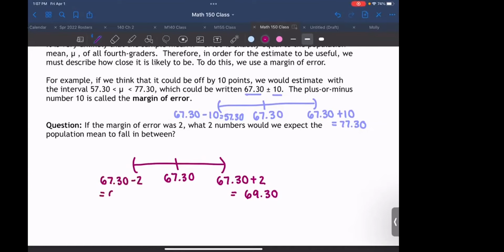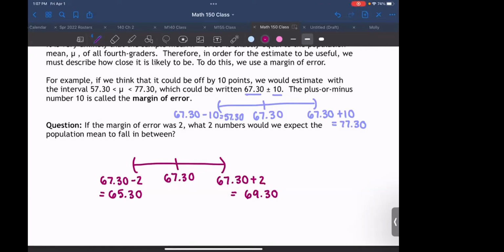And that will get me 65.3. Okay. So here I can say that my range is going to be between 65.3 and 69.3. As the margin of error gets bigger, is the range going to get bigger or smaller? Bigger, right? Because we're adding and subtracting larger numbers to the point estimate.